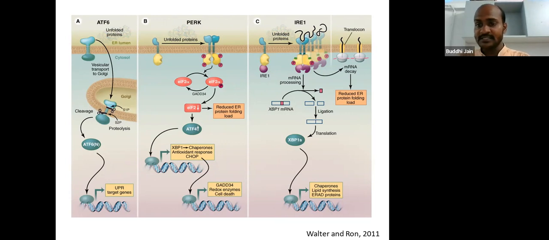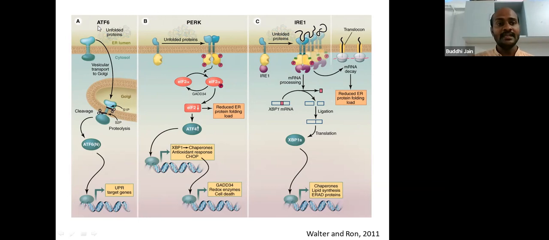Now, what are the consequences inside the cells to restore homeostasis? These unfolded or misfolded proteins initiate downstream signaling, and that signaling is known as unfolded protein response signaling. And there are three branches, or three activators, of this UPR signaling.